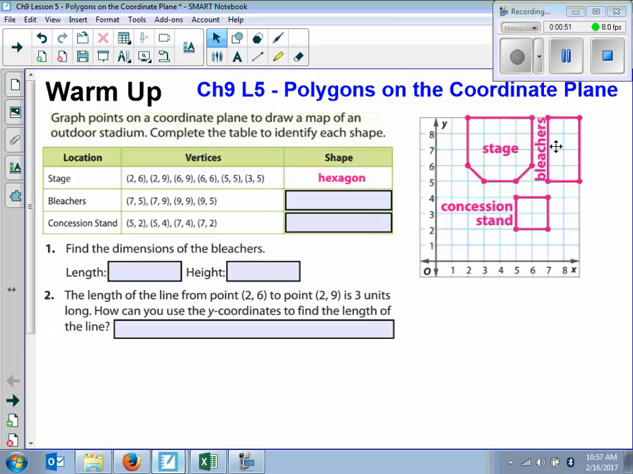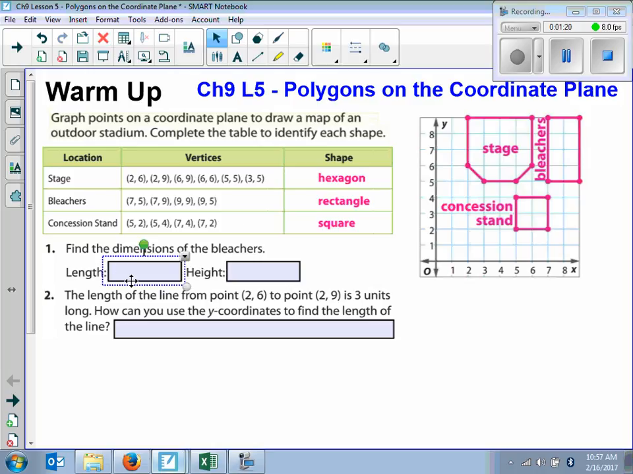Then the bleachers, of course, that is a rectangle. And the concession stand is equal on all sides, so that is a square. Very good. Now we want to find the dimensions of the bleachers. Because the bleachers are written like that, the length would be here and the height would be here. So the length is 1, 2, 3, 4 units, and the height is 1, 2 units.